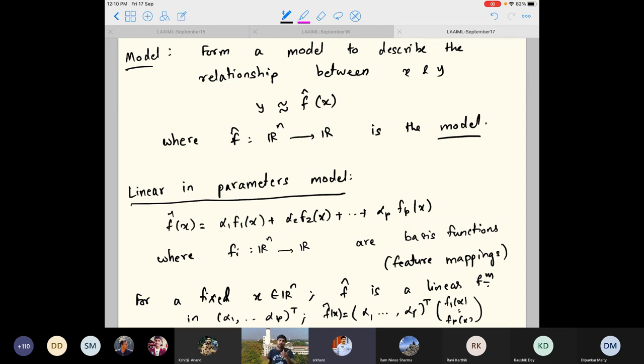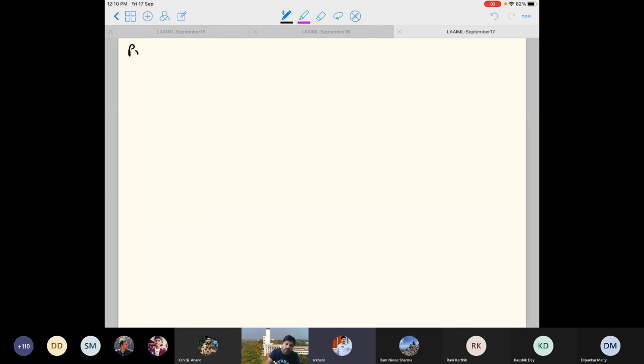And you want to find out the parameters alpha 1, alpha 2, alpha p in such a way that the model f hat will be very closely resembling the model f on the given data set, right? So now we have to quantify what we mean by this model f hat resembling the true function f on the data set. That is something that we want to look at, and that can be understood from prediction.